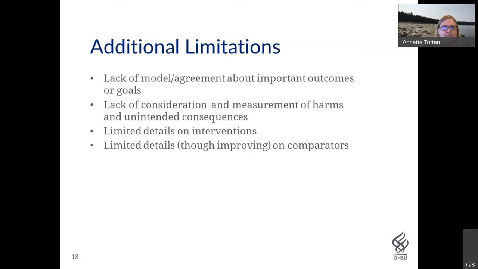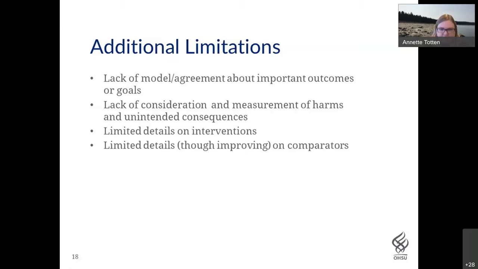Almost no studies conceptualize telehealth as potentially being harmful or even enumerate unintended consequences that they measure. We're getting better about this, but sometimes you can't tell a lot about the telehealth interventions, like how intense they are. Or for example, the remote ICU example, it might say remote ICU, but it doesn't really tell you how it's set up. And similarly, as I mentioned, sometimes you don't know what's being compared, the usual care consideration.